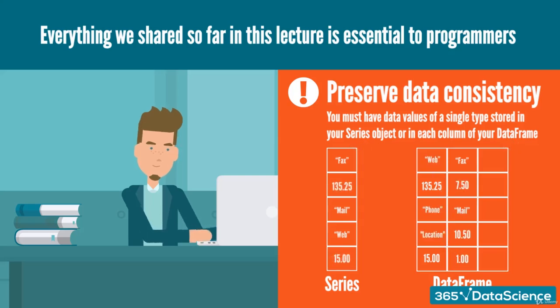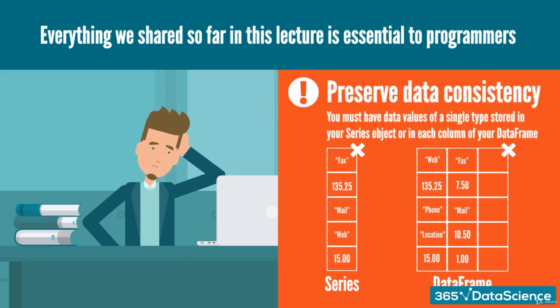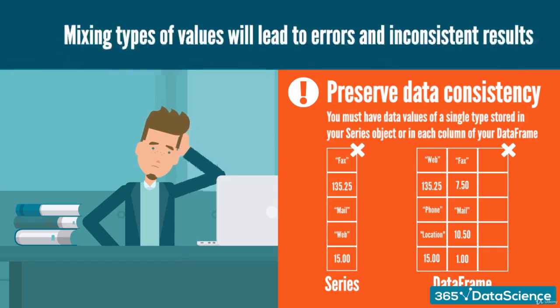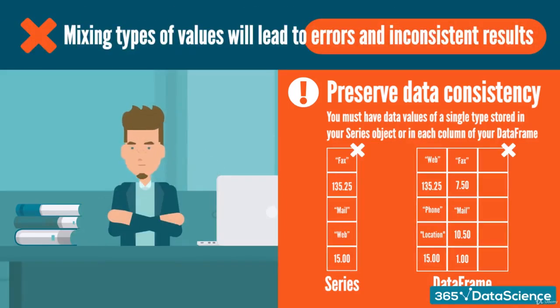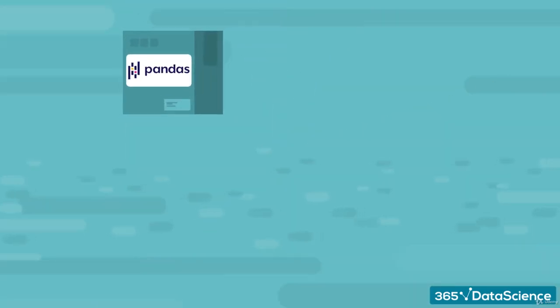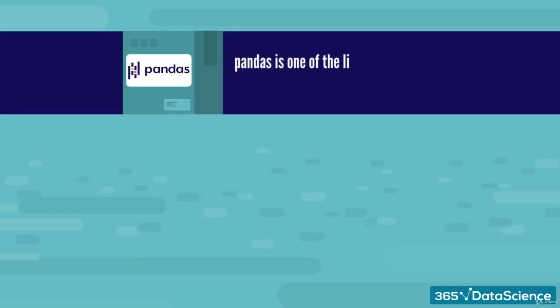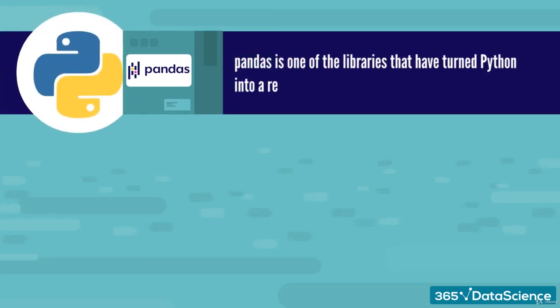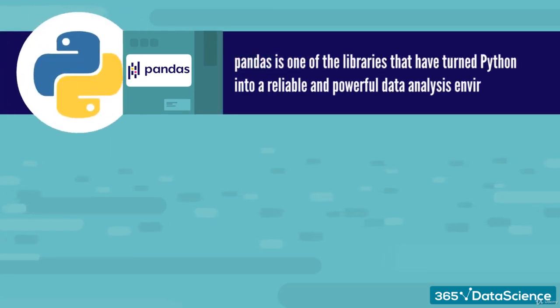Having integers, floats, and strings in the same column will be confusing, not just for whoever is working with the data, but will also lead to errors and inconsistent results at a later stage of your analysis. All right. Hopefully, our introduction to Pandas gave you an idea why it is one of the libraries that have turned Python into a reliable and powerful data analysis environment.